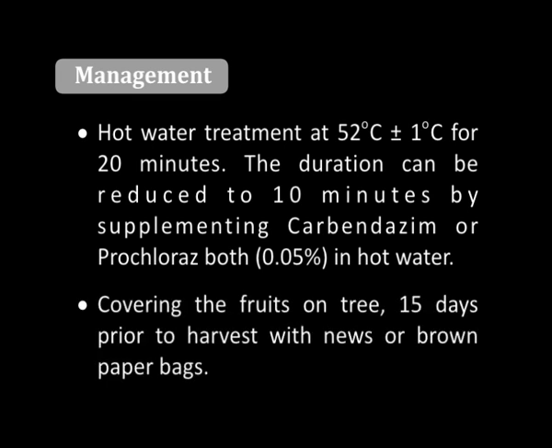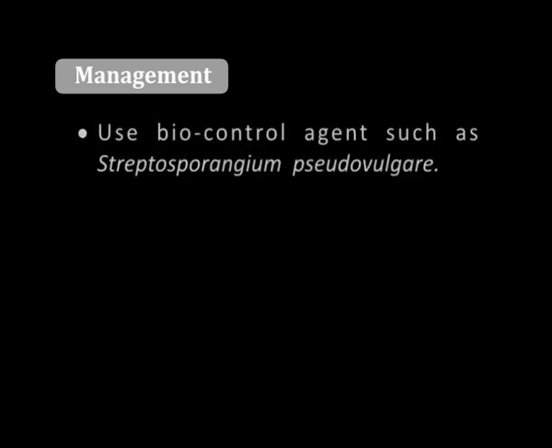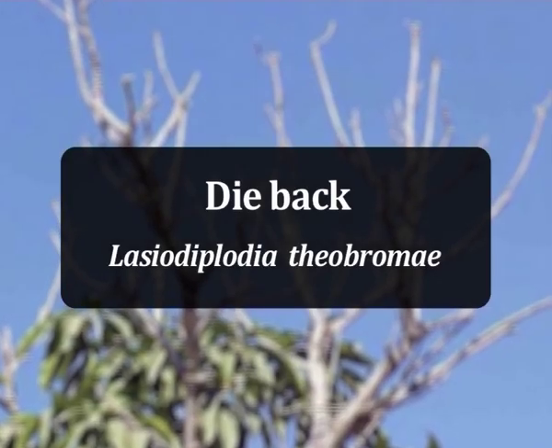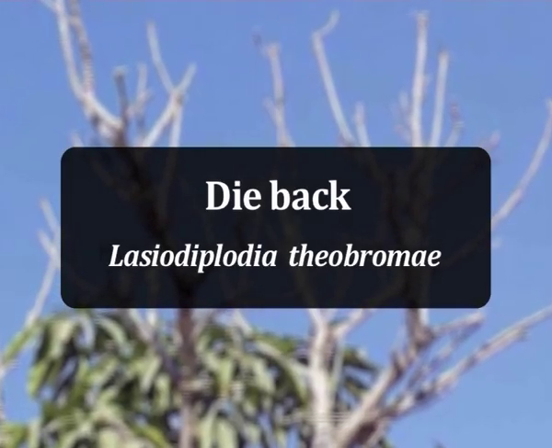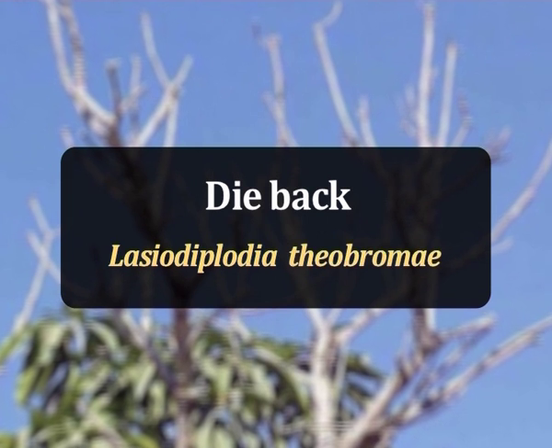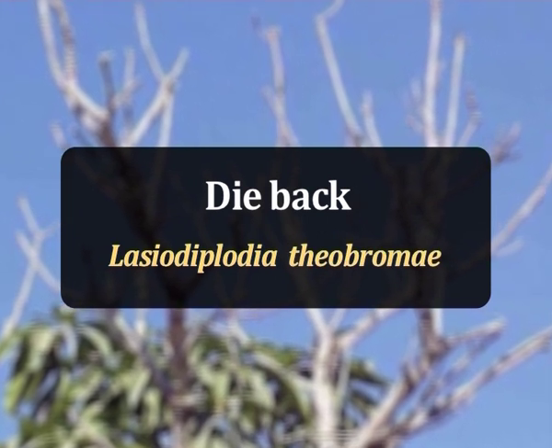Cover the fruits on the tree 15 days prior to harvest with newspaper or brown paper bags. Use biocontrol agents such as Streptosporangium pseudovulgare. This is about the management of the disease. Now coming to the next important disease, that is dieback. It is caused by Lasiodiplodia theobromae.